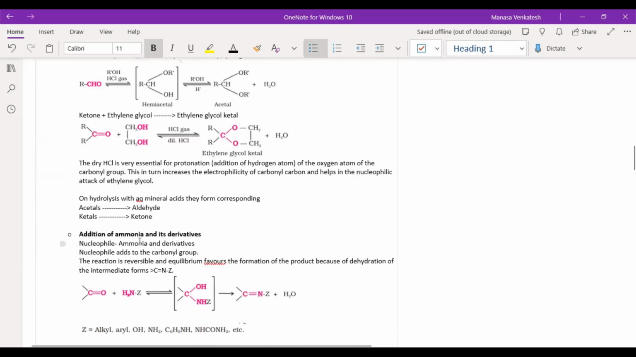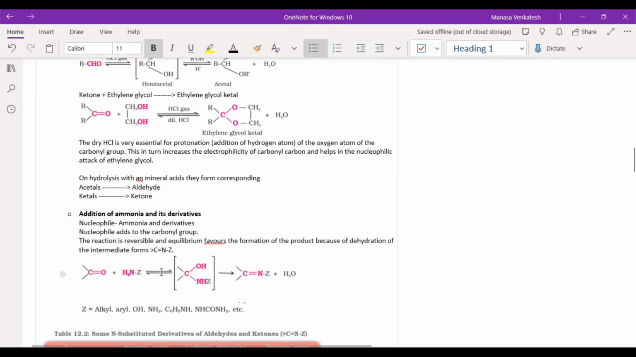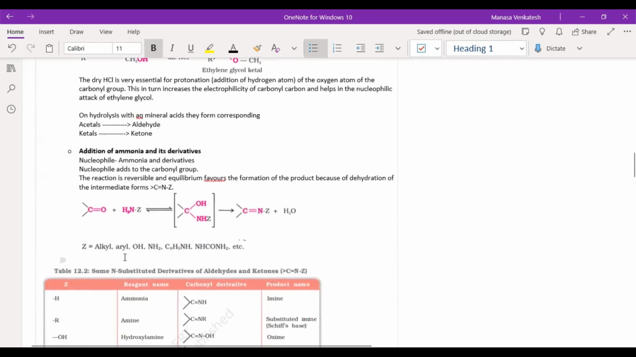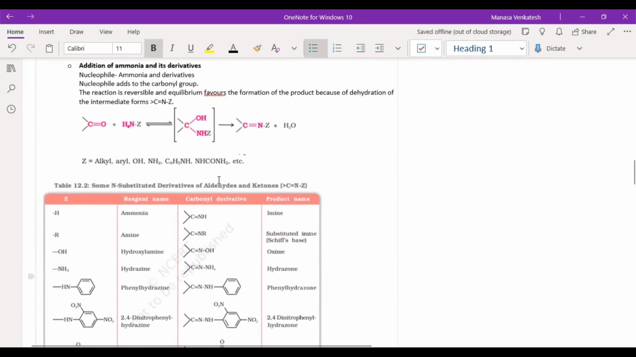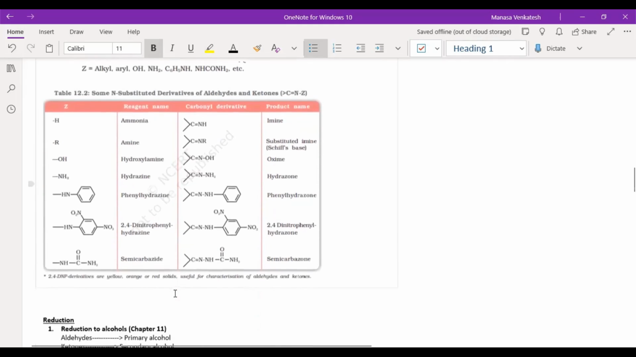So here the nucleophile is going to be ammonia and its derivatives, and it adds to the carbonyl group. Now, it actually is a reversible reaction, as you can see with the double-headed arrows, because of the dehydration of the intermediate that forms this particular bond. Now, the Z can be anything. It can be an alkyl group, an aryl group, an OH, an NH2, anything. And based on the kind of reagent being used, various types of products are formed.